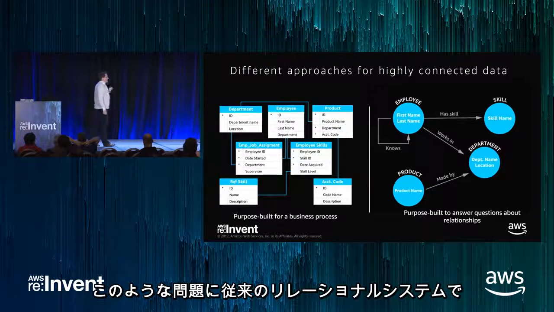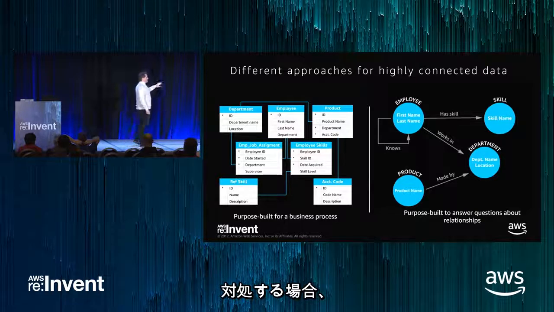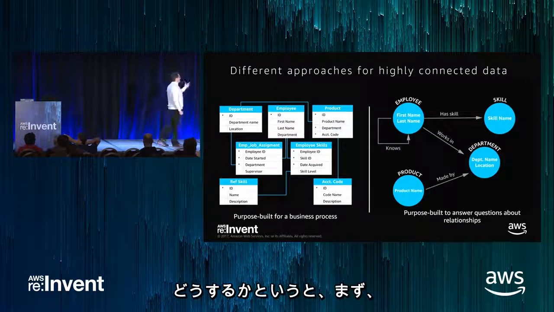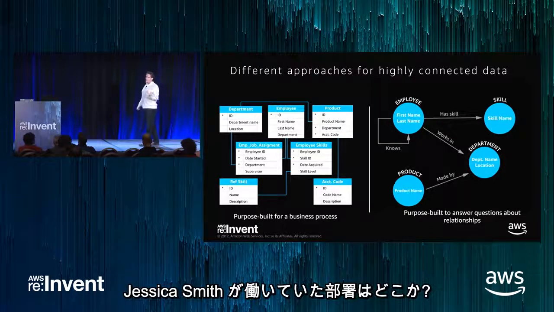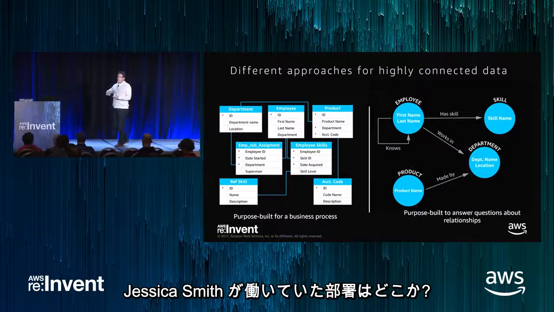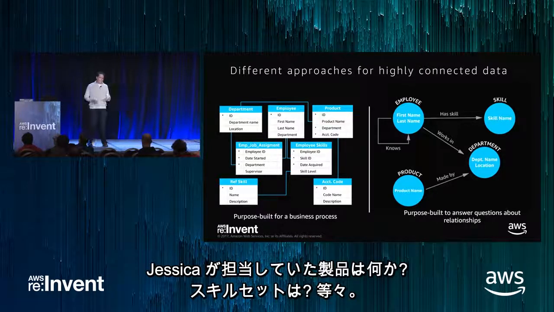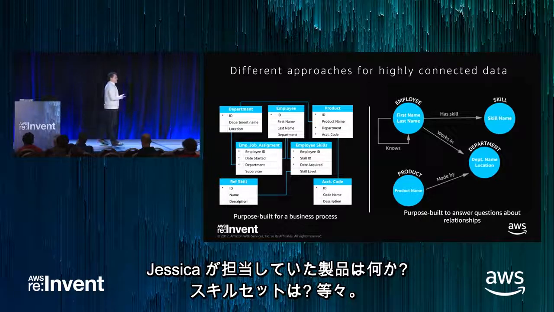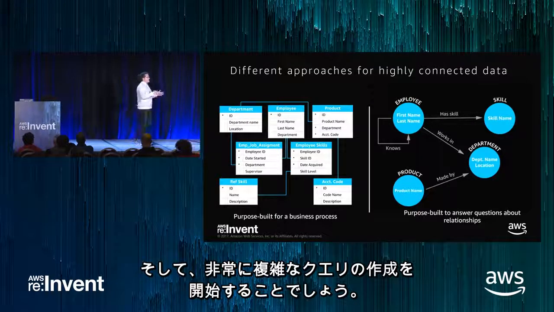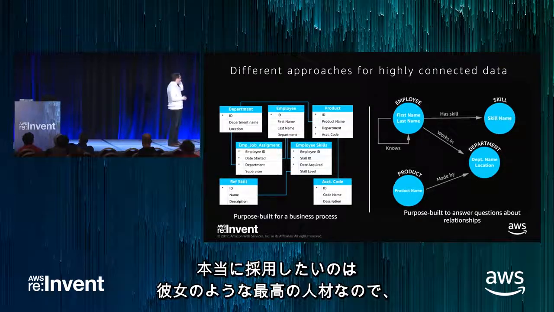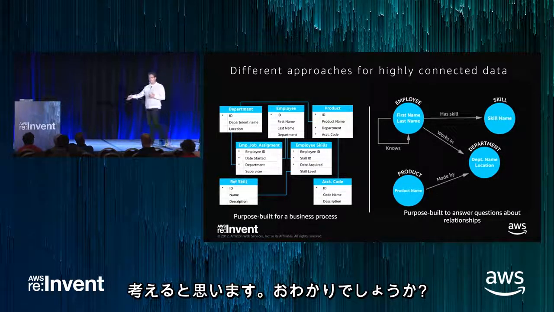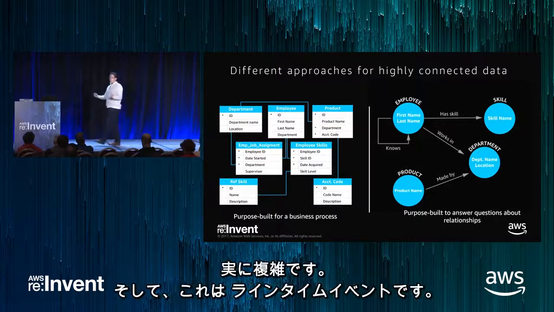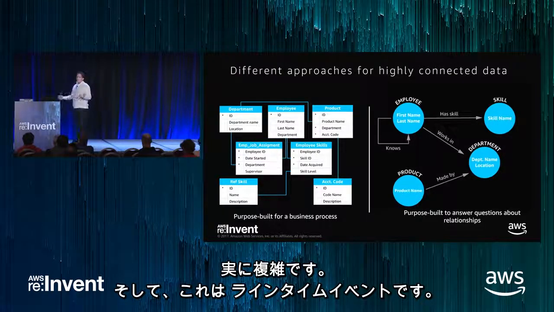If I were going to ask a question like that of a traditional relational system, there could be an employees table, departments. What departments has Jessica Smith worked in? What products has Jessica worked on? What skill sets, etc. And I'd start writing a pretty complex query. I might be joining data across the system. The people I really want to re-recruit are top talent like her, so maybe I have to join some data from an annual review system, and you get the picture. It can be complex, and it's a runtime event.